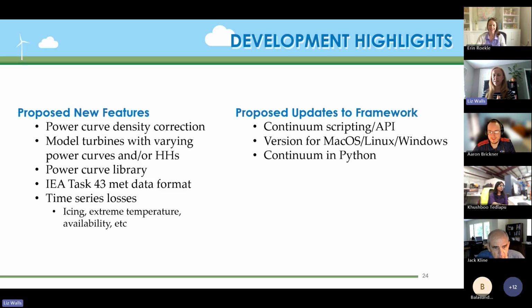So we have a time series module in the software, but at the moment, the losses apply just uniformly to all hours of the year. But when you think about it, it doesn't make sense for icing losses to happen in the summer. It doesn't make sense for extreme low temperatures or high temperatures to happen in the winter. So we want to incorporate time series losses that are time-based and are not just that simplified overall loss.